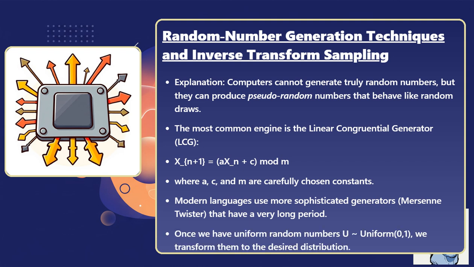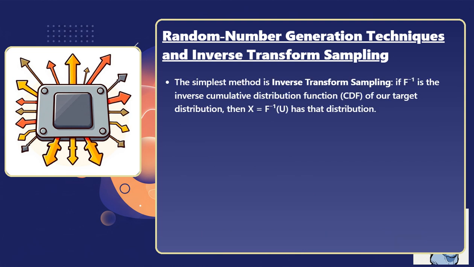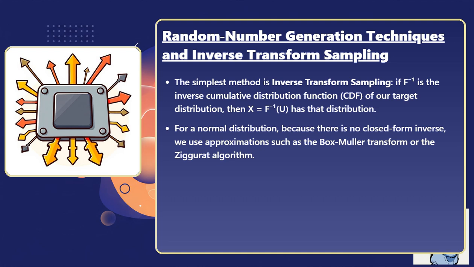Once we have uniform random numbers u distributed uniform 0 to 1, we transform them to the desired distribution. The simplest method is inverse transform sampling. If F inverse is the inverse cumulative distribution function, CDF, of our target distribution, then x equals F inverse of u has that distribution. For a normal distribution, because there is no closed form inverse, we use approximations such as the Box-Muller transform or the ziggurat algorithm. This step turns the raw dice rolls into realistic input values for the model.